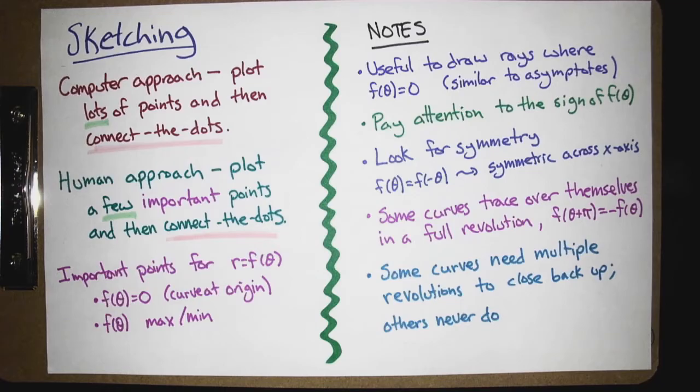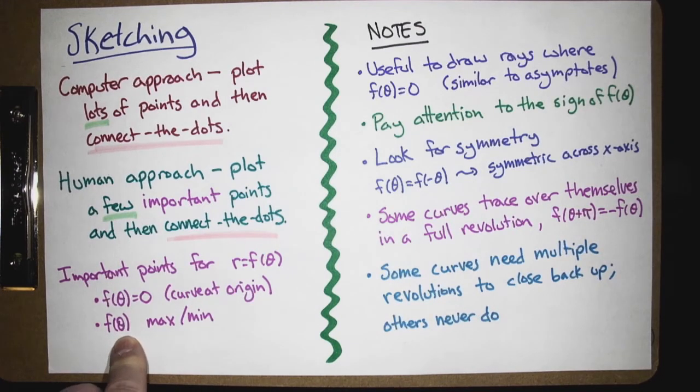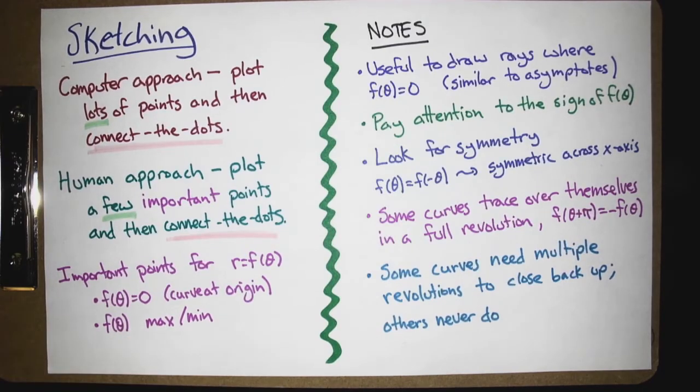So if we're ever in a case where f of theta equals 0, that's interesting. The other case is where f of theta is very large or very small. Look for the maxes or mins. That's when we're very far from the origin, and when we're very, very near the origin. Once we understand those two behaviors, we can get a reasonable sketch of the curve.